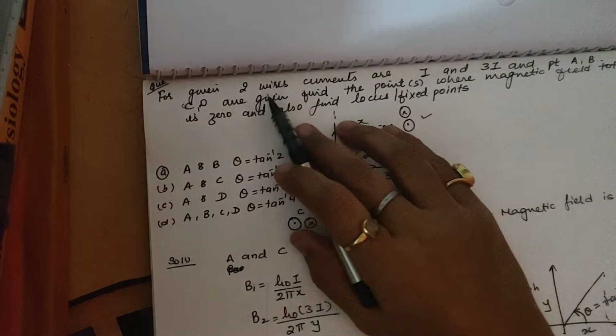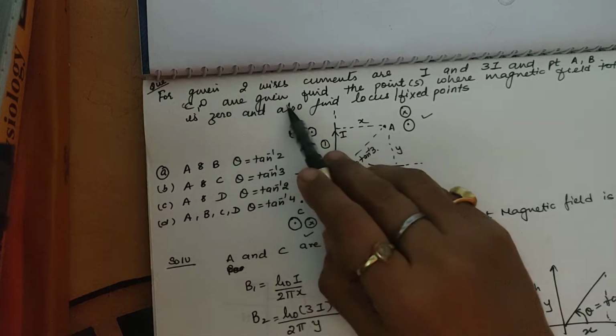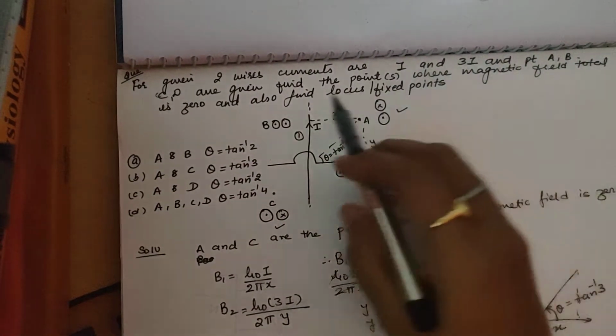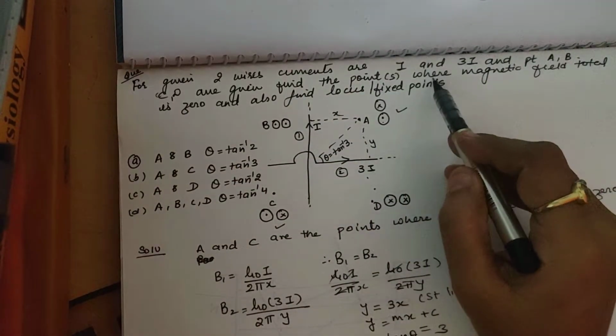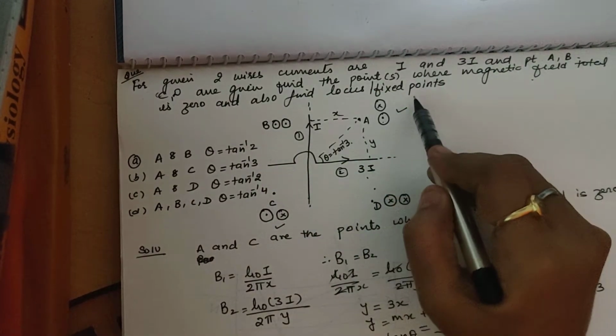Come on, we will start with the next question again from magnetism. For given two wires, the currents are I and 3I, and there are four given points, A, B, C and D. We need to find out where the magnetic field intensity is 0, and we have to find out the fixed points.